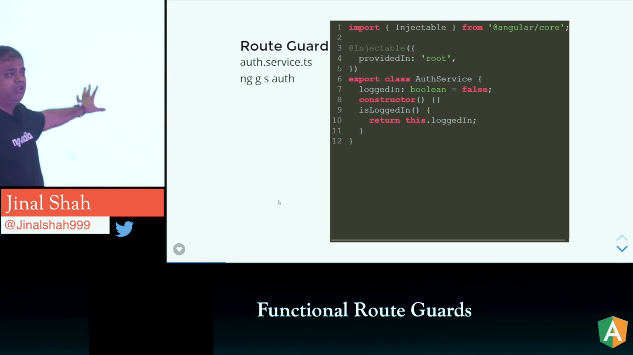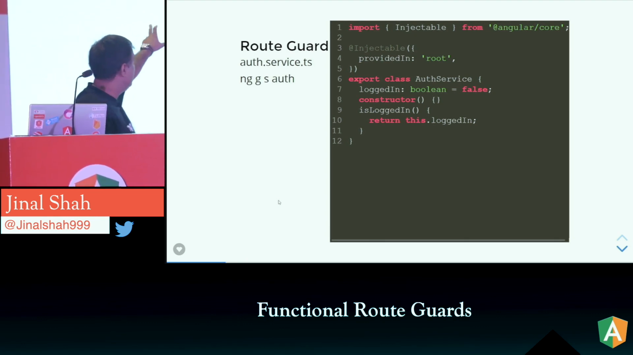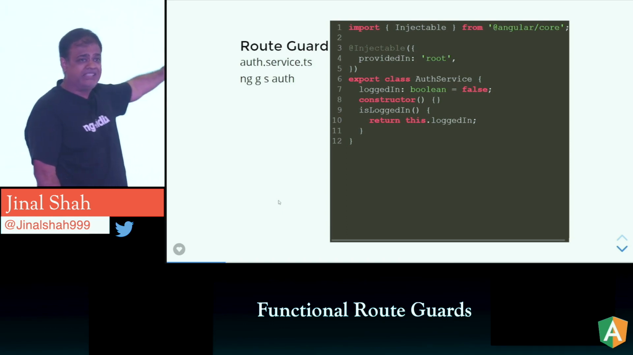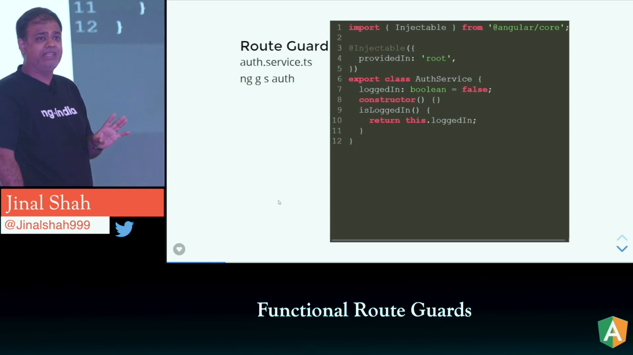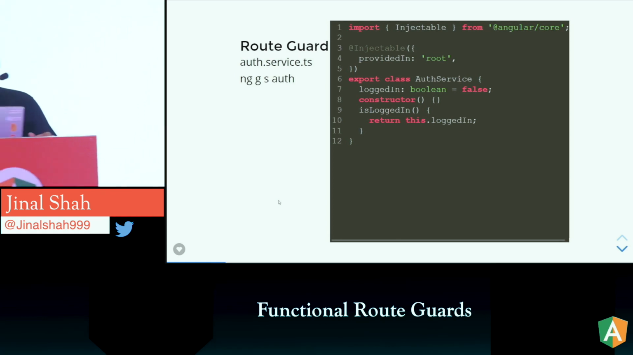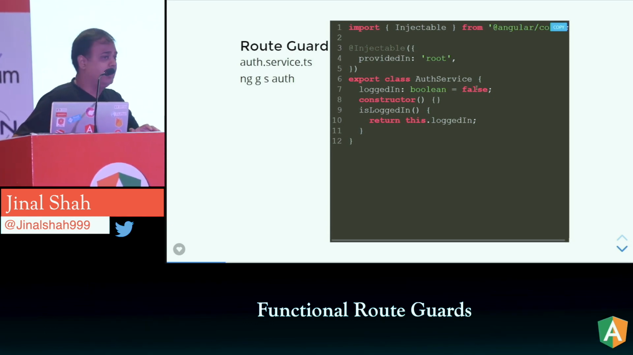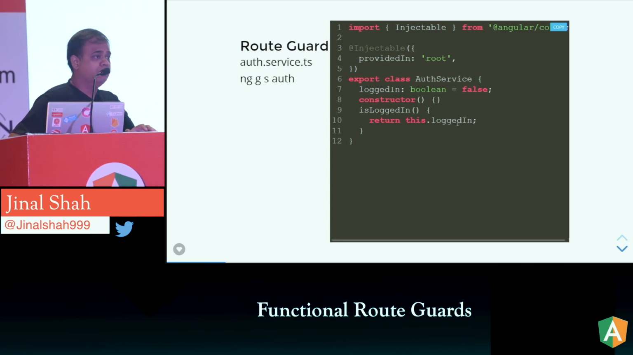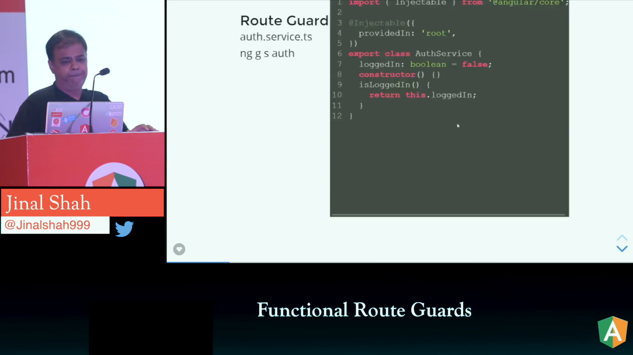So this is the current approach, how we are doing it. For that, I have created an auth service.ts file using the schematic ng g service and the name of the service. No rocket science, simple. There I have created a loggedIn property. By default I make it false, and there is one method that returns the property, whatever the current state is. Clear so far with me?